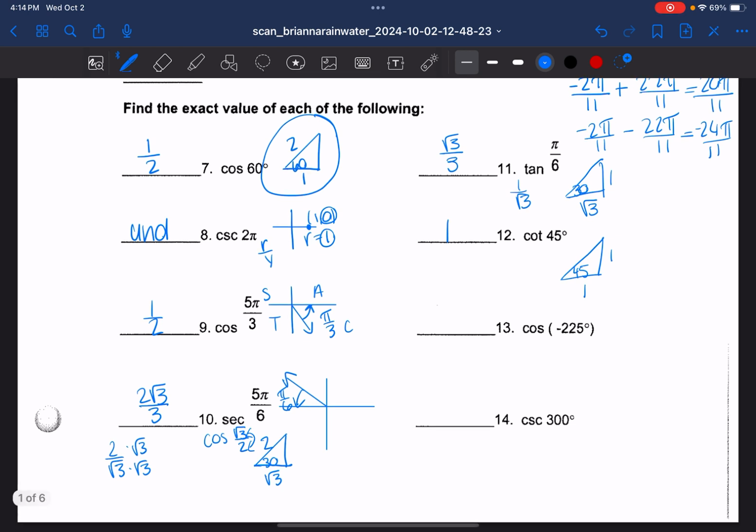On number 10, I forgot to mention that because I am in quadrant 2 and I'm dealing with secant, it would be negative in that quadrant. So this one should be negative.